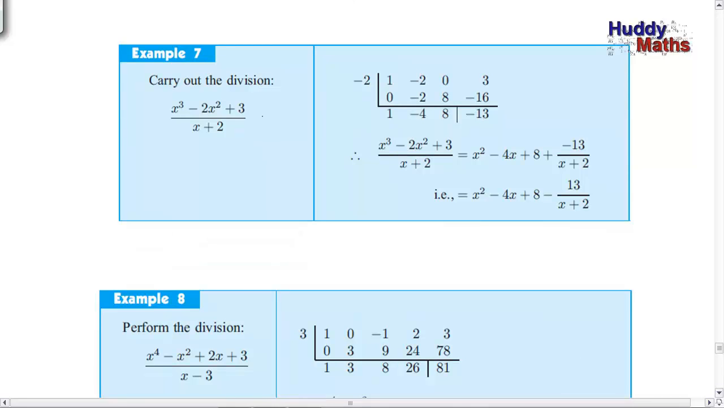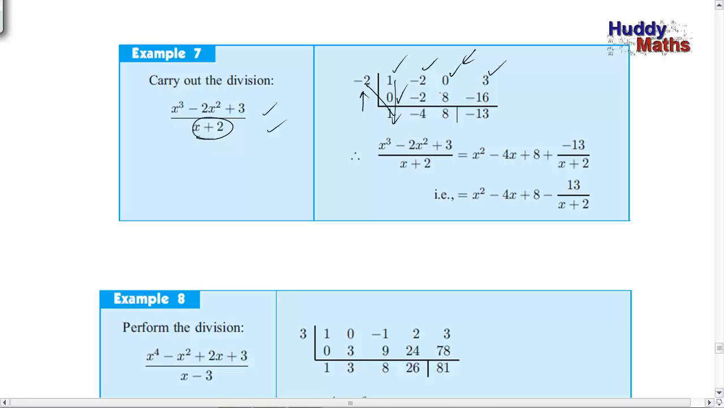So you're dividing a cubic by x plus 2. Don't forget 1x cubed, negative 2x squared, and no x term, and 3. Don't forget to put that in. Okay, and the divisor is x plus 2, so that goes negative 2. Put a 0 here, and 1 goes straight down.